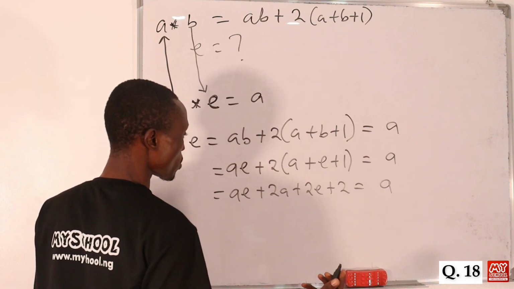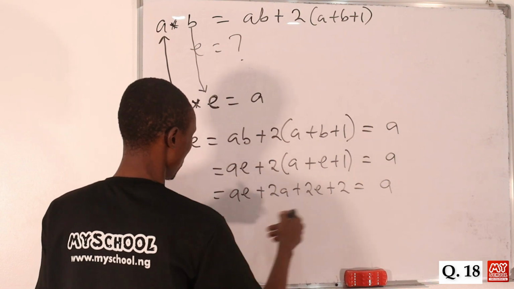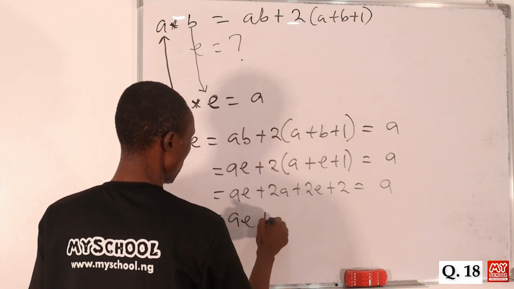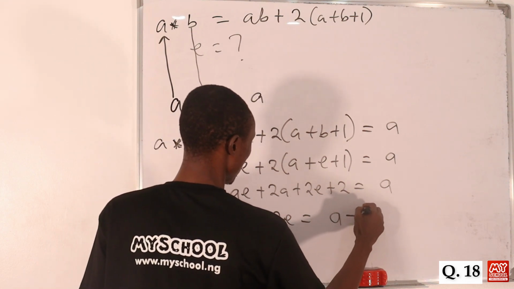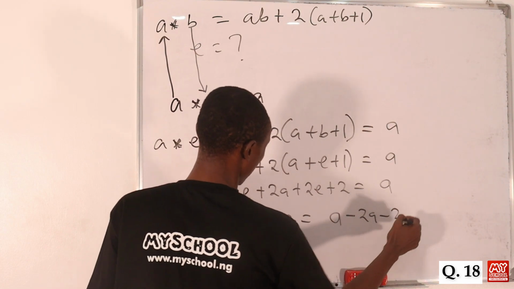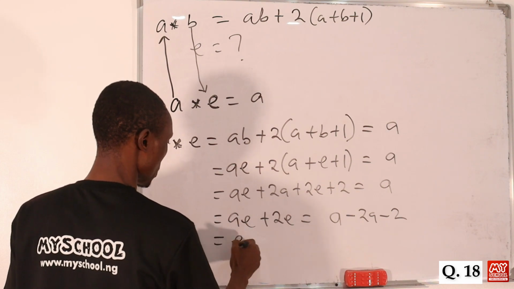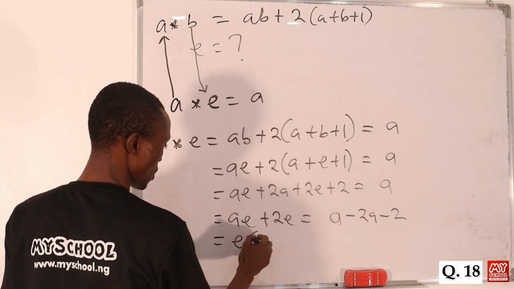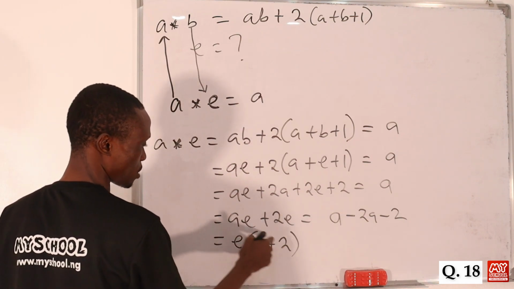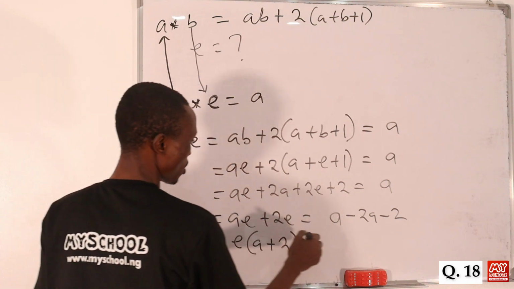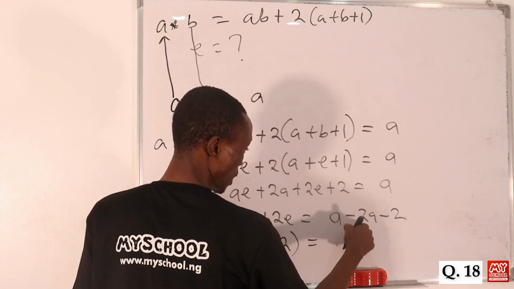Definitely we just collect like terms. So these two are going to move over to the other side, so that we have ae plus 2e equals a, then minus 2a, then minus 2. Here what is common is e, right? So we bring it out. e will come out, so we'll have a plus 2, because if we use the e to multiply everything inside the bracket, it will return us back to what we have here. Let's just make this the subject of formula. Let's subtract this because they are like terms.